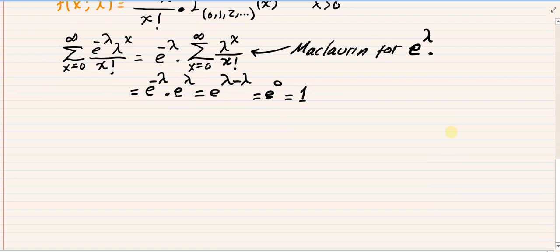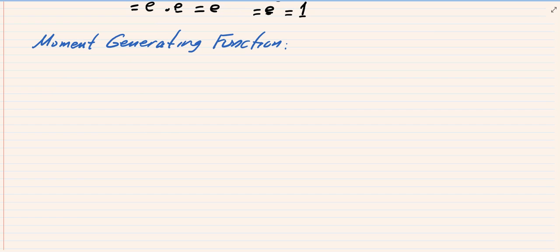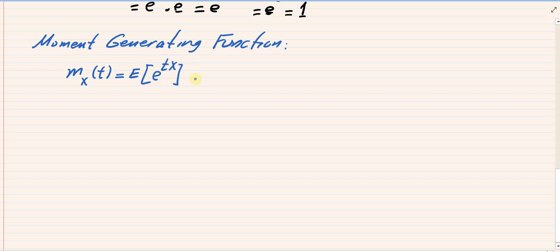Now next, let's derive the moment generating function. The definition of the moment generating function is m of t, and it's given by the expected value of e to tx. That means I have the sum, in this case x goes from 0 to infinity, of e to tx times the probability distribution function, e to negative lambda, lambda to the x over x factorial.